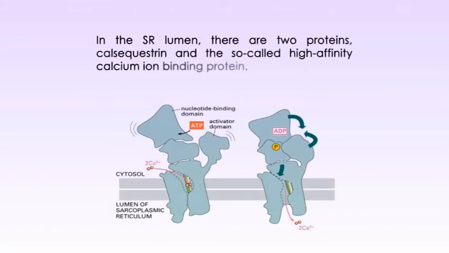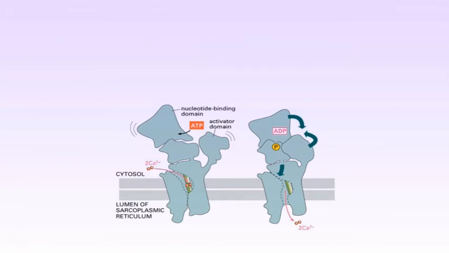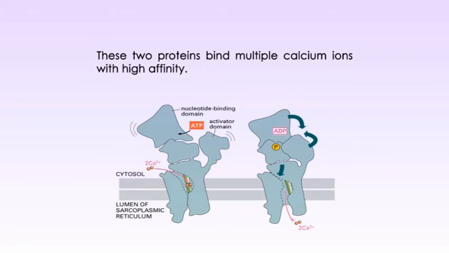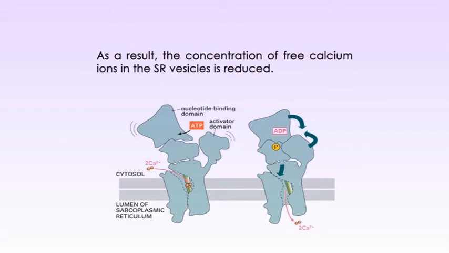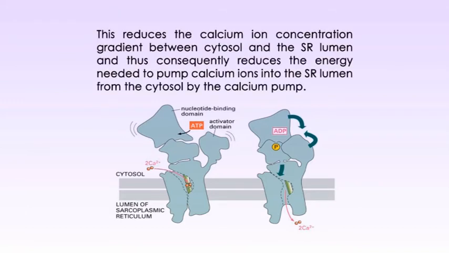In the SR lumen, there are two proteins, calsequestrin and the so-called high-affinity calcium ion binding protein. These two proteins bind multiple calcium ions with high affinity. As a result, the concentration of free calcium ions in the SR vesicles is reduced. This reduces the calcium ion concentration gradient between the cytosol and the SR lumen, and thus consequently reduces the energy needed to pump calcium ions into the SR lumen from the cytosol by the calcium pump.